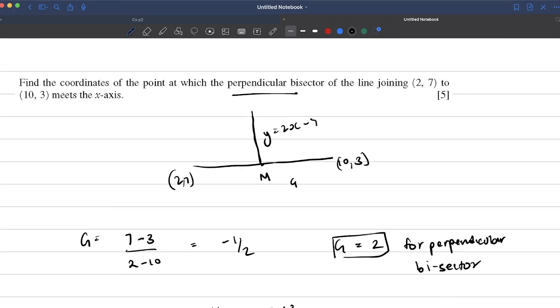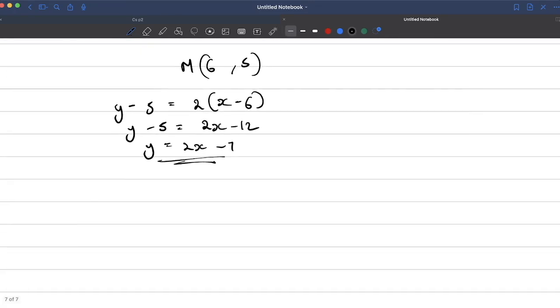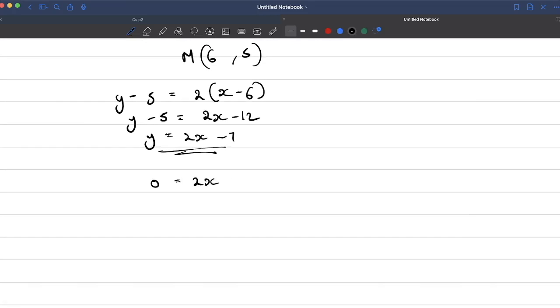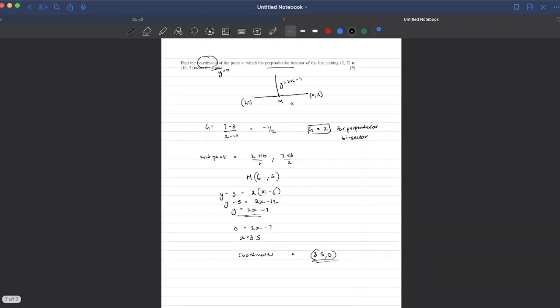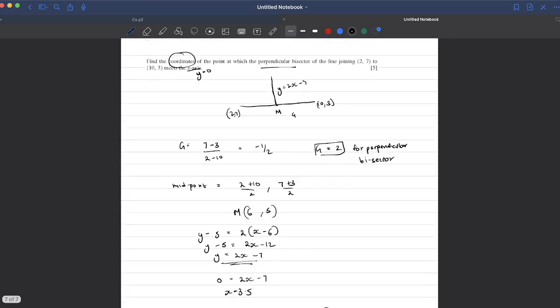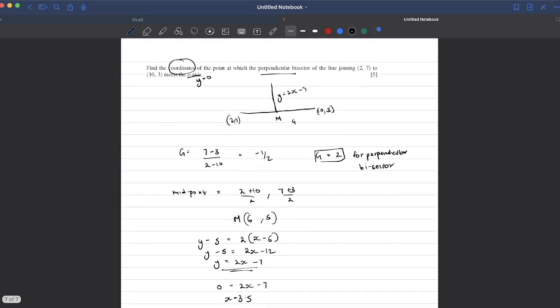It's telling us we have to find the coordinates at which it meets the x-axis. When it meets the x-axis, what happens? When it meets the x-axis, y equals 0. So using that principle, 0 equals 2x minus 7. 7 divided by 2 is equal to 3.5. So x equals 3.5. So the coordinates are (3.5, 0). And that will be the final answer for this question. After that, it's quite repetitive. In some questions you involve some thinking, but apart from that, it's pretty straightforward.